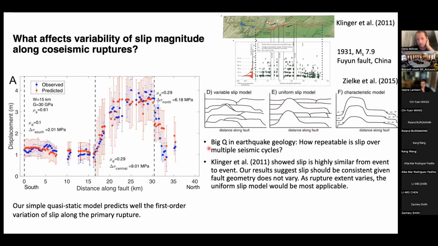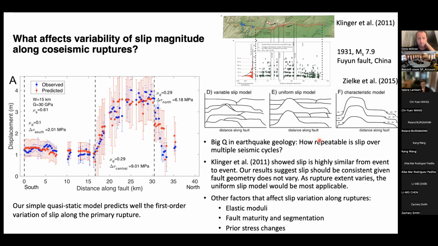And so here, what we would argue is that given most of these large first order variations of slip are affected by the fault geometry relative to the stress field, it would be consistent with either of these two recurrence models to describe how slip varies over time, assuming there's not large changes in the stresses over earthquake cycles. But of course, there are other factors to consider that affect the variation of slip along ruptures.